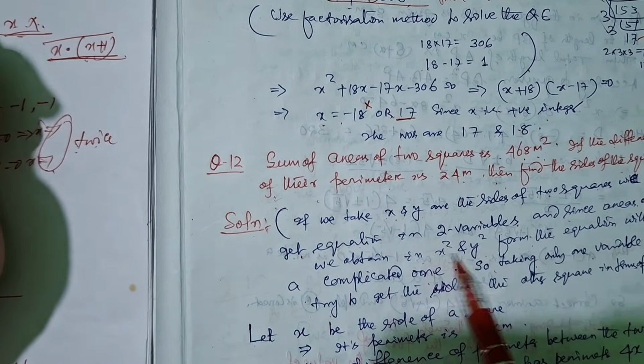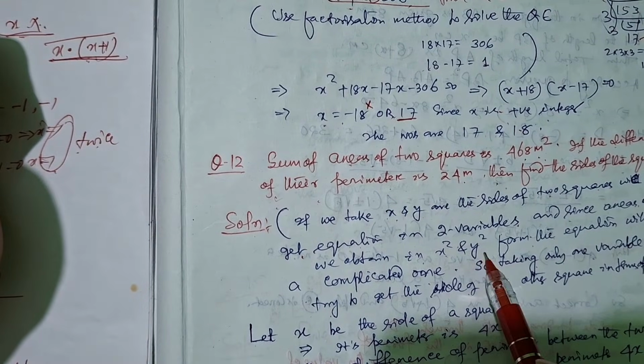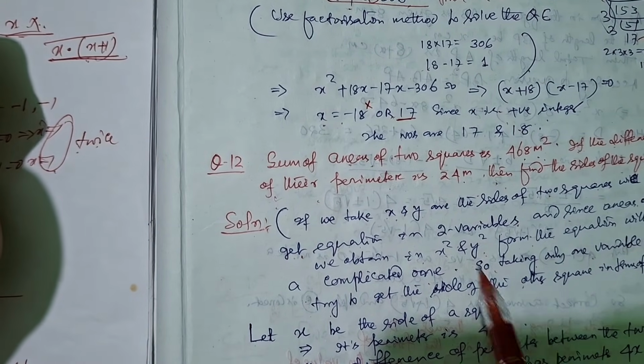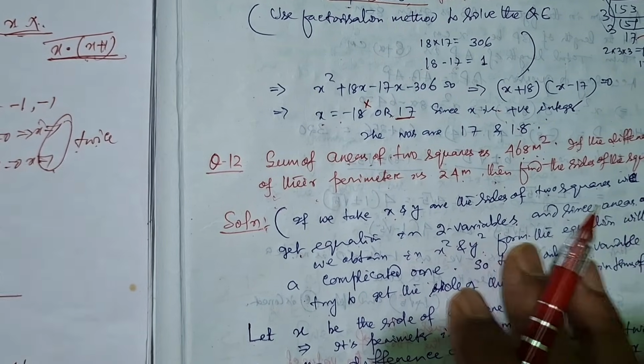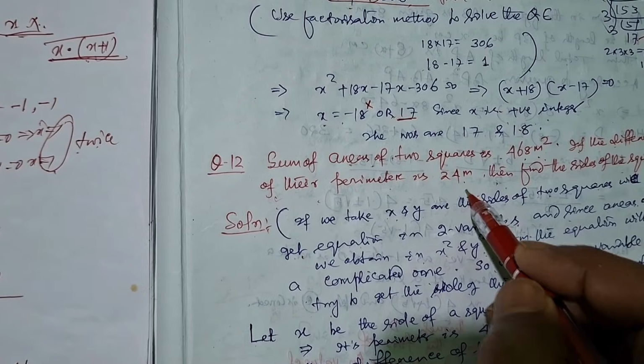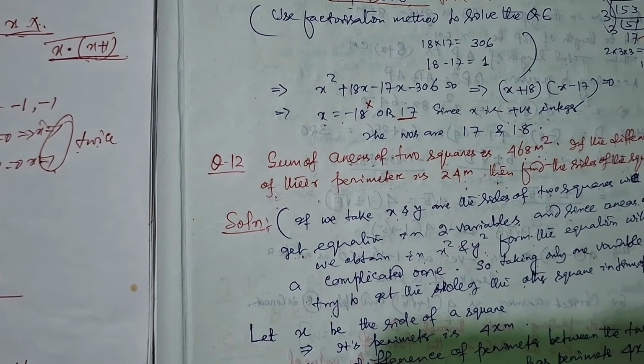If you take x and y as two variables, their areas will be x square and y square, and you will not get two completely linear equations to solve for two variables. If you try for only a minute, you will see that you are not able to find them if you take x and y as unknowns.